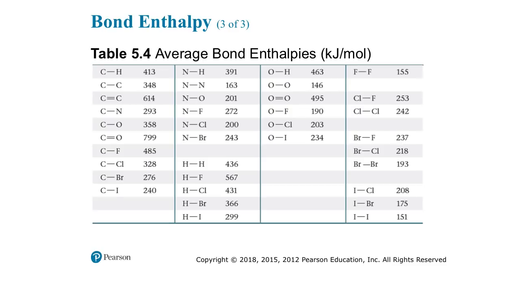So here's a bond enthalpy chart. We see the average bond enthalpy. So it's closer to 413 on average for a C-H bond. You see some other bonds listed. So all different kinds of bond enthalpies are shown here.